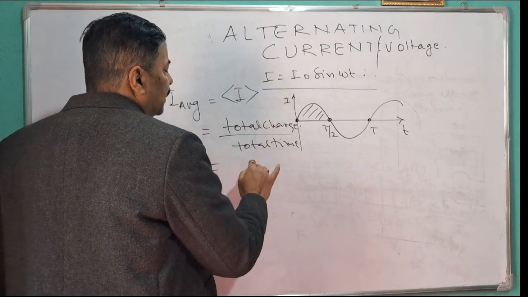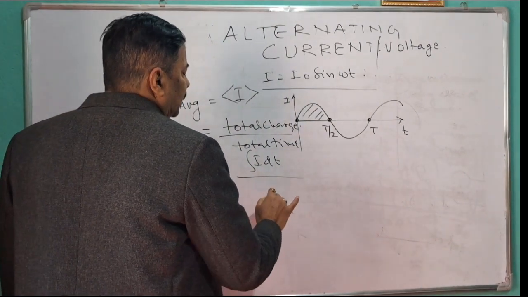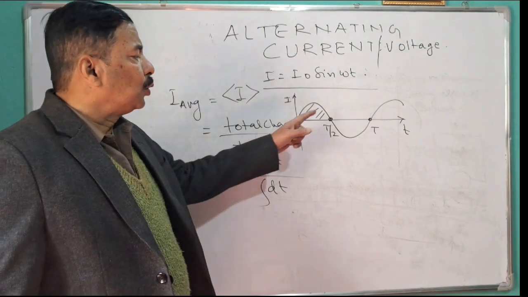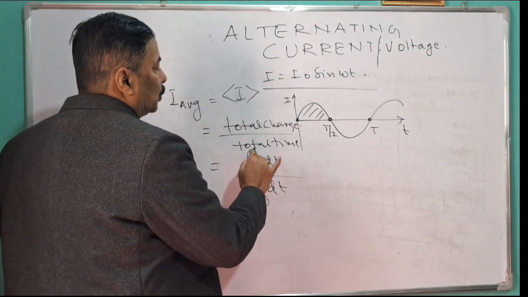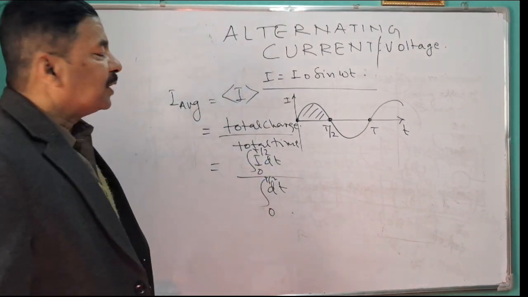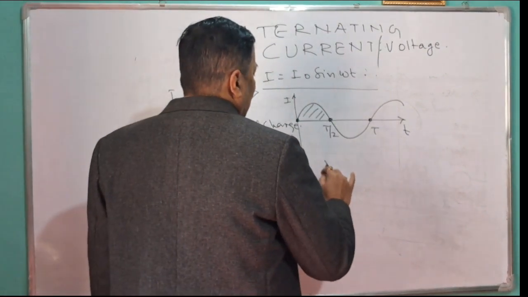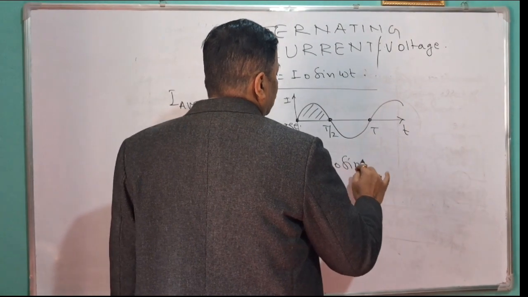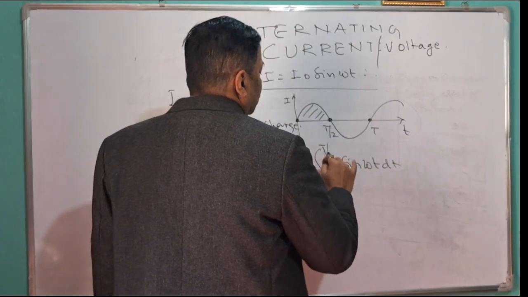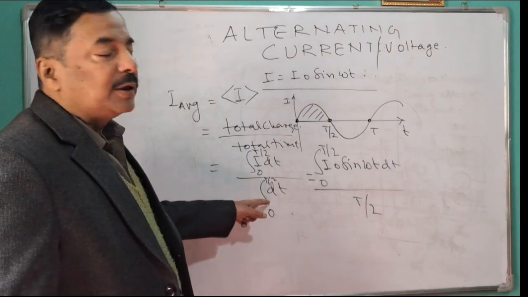Total charge flown is I dt, and dt is your total time, and we are considering the time interval 0 to T by 2. So 0 to T by 2. This is the definition of I average. So if I take it, we can get it in this form: I naught sine omega t dt, 0 to T by 2, and this becomes T by 2. Integration dt is your T by 2.